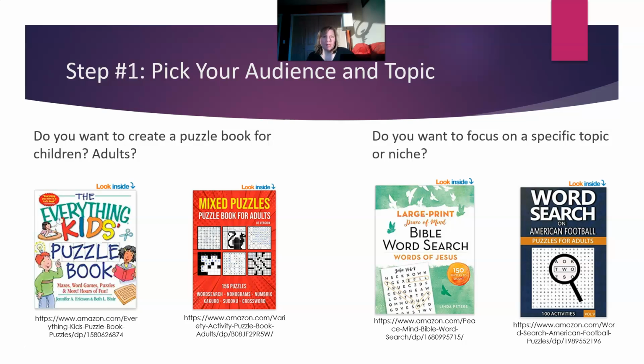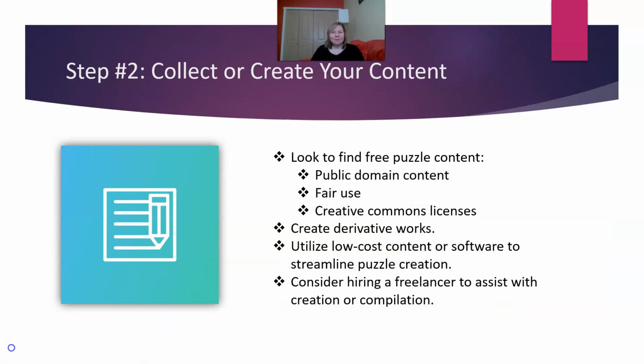So step 1 is pick your audience and topic. Do you want to do adults? Do you want to focus on a specific niche? Most likely you're going to pick your age range first. It's going to be children or adults or elderly people, and then you're going to focus on your specific topic or niche.